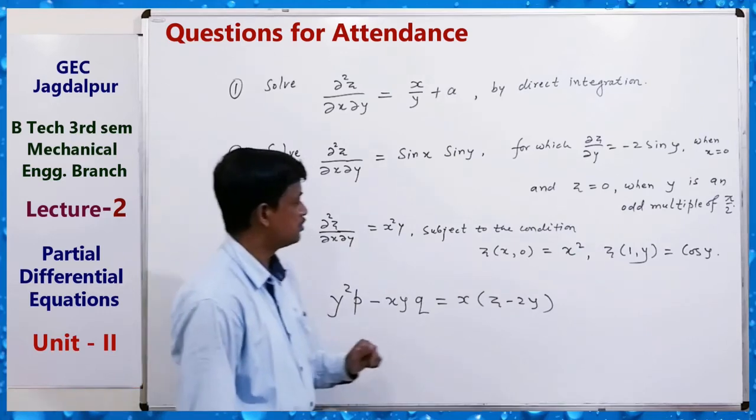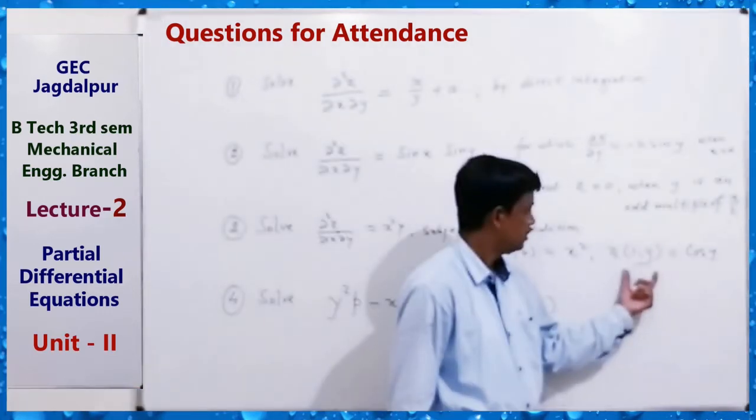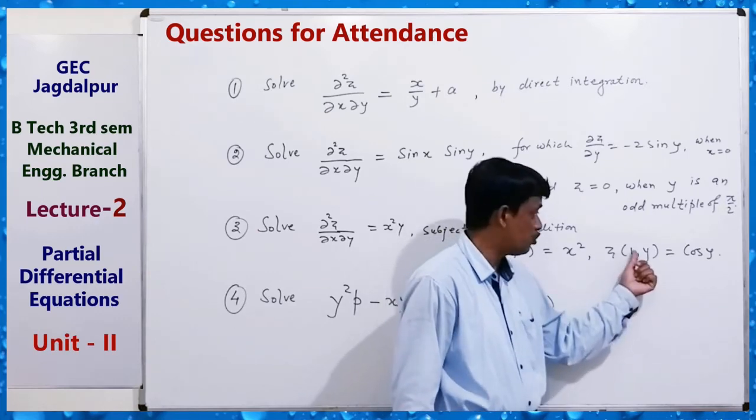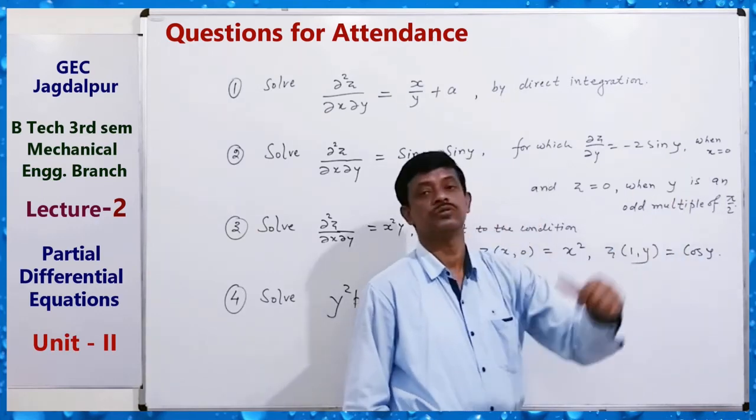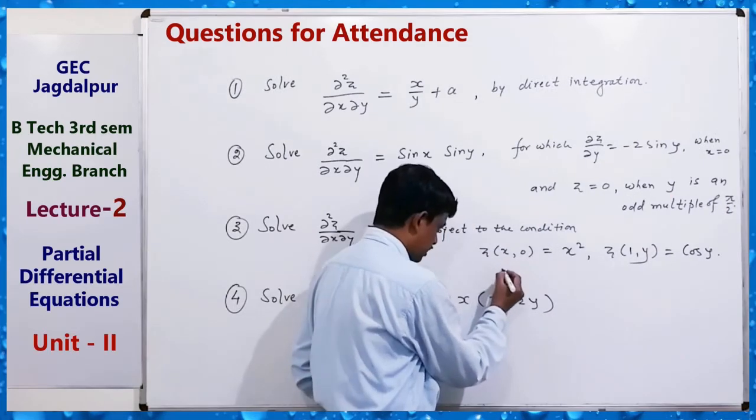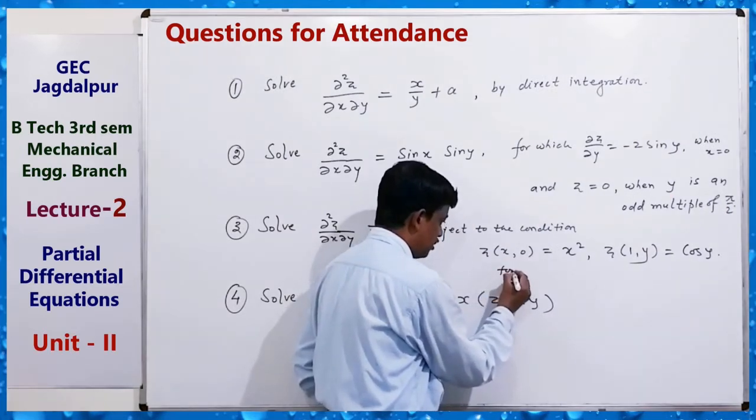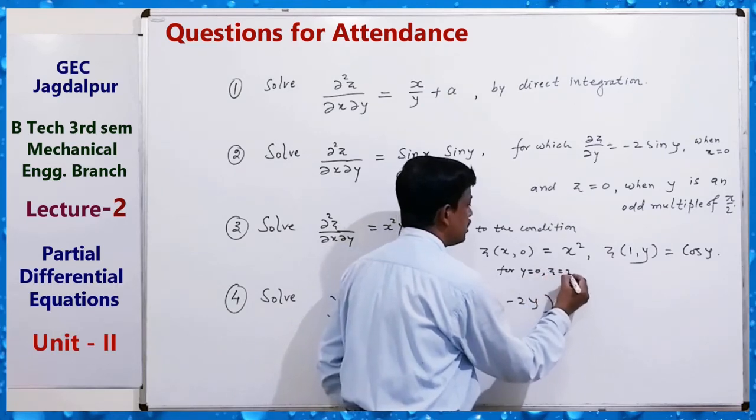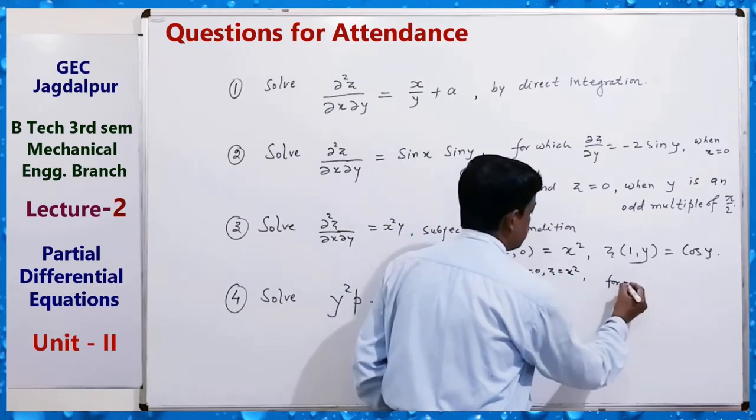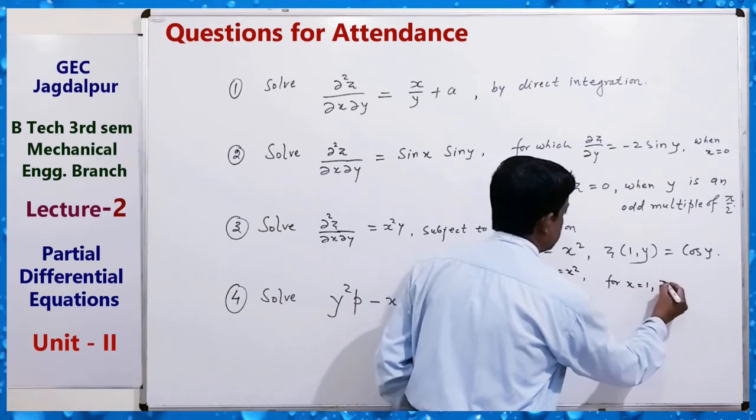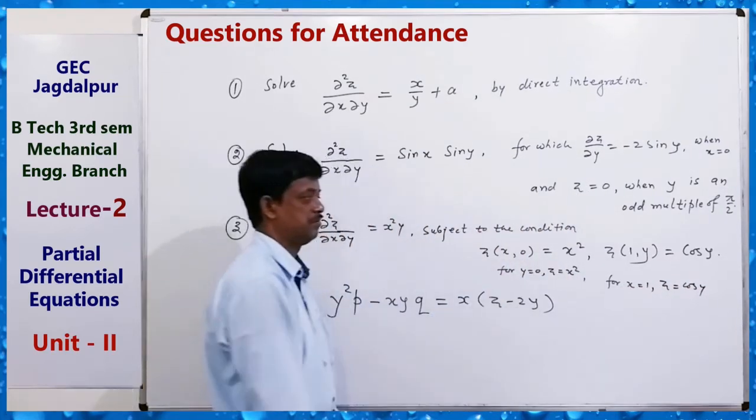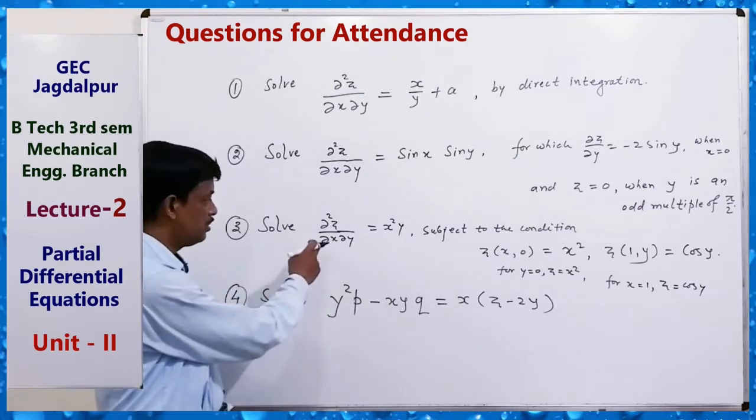Okay. Here also you can see, for x equals to 1, z equals to cos y. This means, for y equals to 0, z equals to x square. For x equals to 1, z equals to cos y. So use these conditions after solving this.